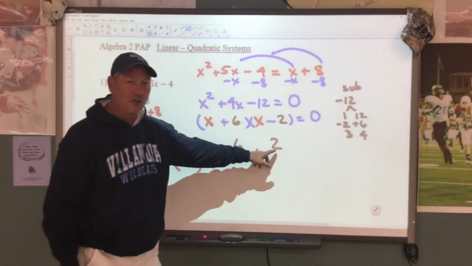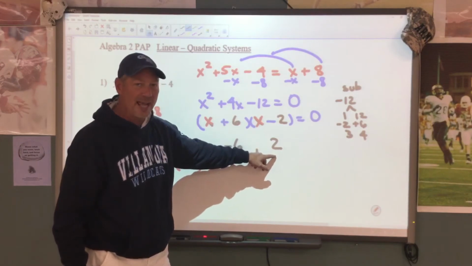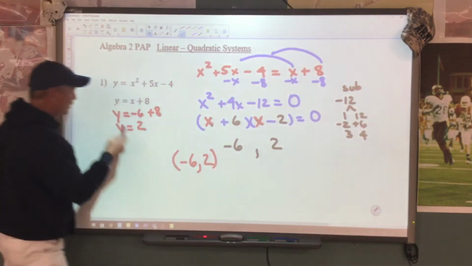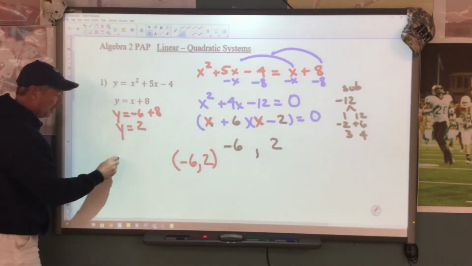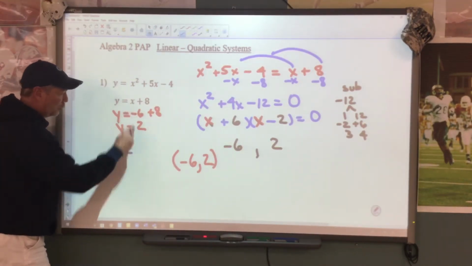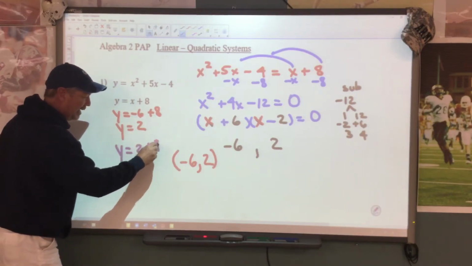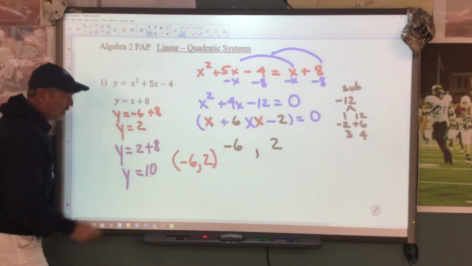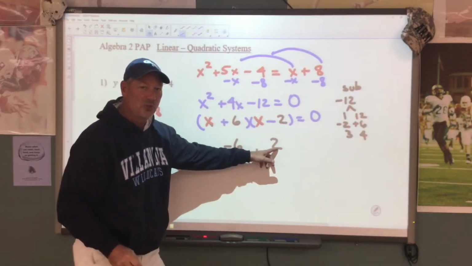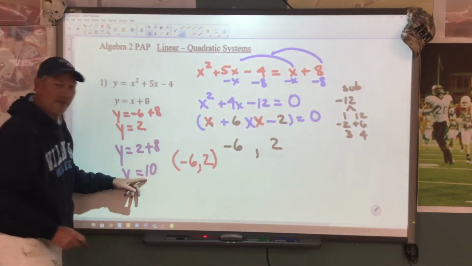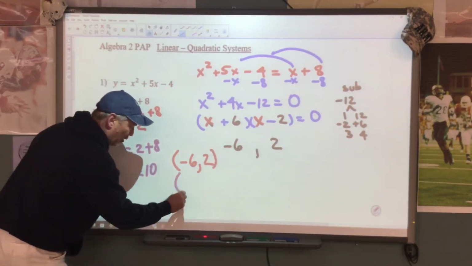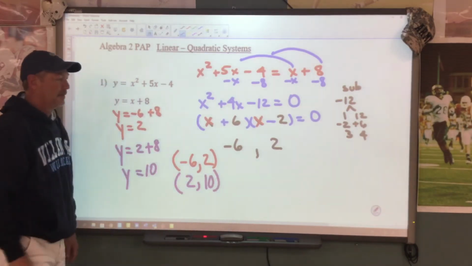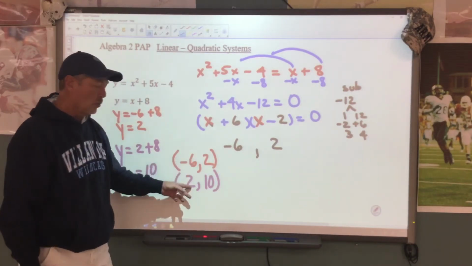But now I have to also substitute another x value. Let's change colors. This is going to be a 2. So we substitute, we can go to the same equation. We say that y equals 2 plus 8. y equals 10. So when my x value is 2, my y value is 10. That's the other half of my answer. 2, 10. I get 2 ordered pairs.